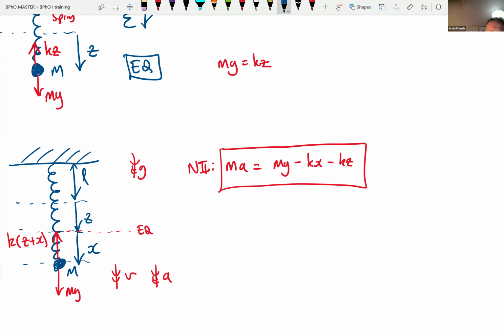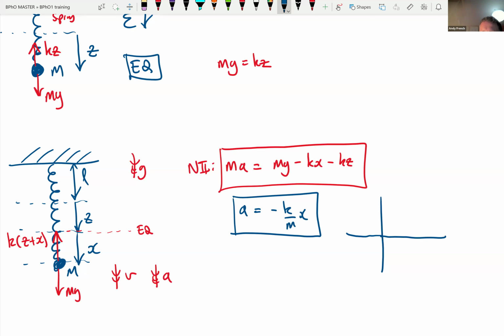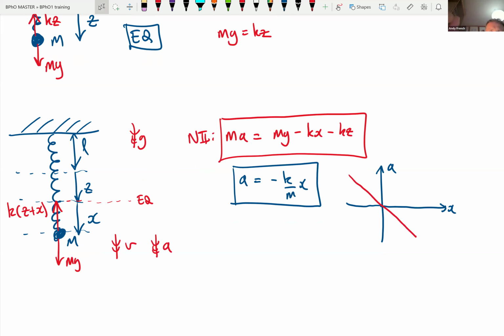So if we rearrange that, what we've got is that A equals minus K over M times X. So that is an expression of simple harmonic motion. The acceleration is minus dependent on the displacement. If we draw a graph, that's what it would look like. There's the acceleration, there's X. So the gradient is minus k over m. So we might expect that to have sinusoidal or cosinusoidal forms.